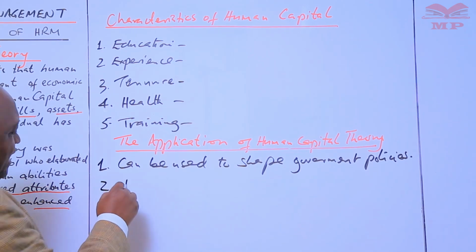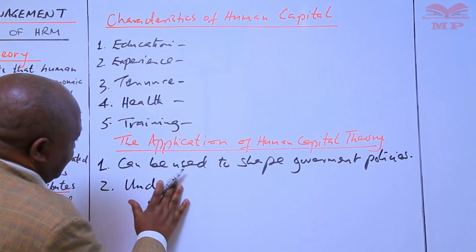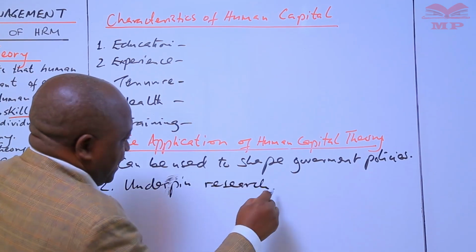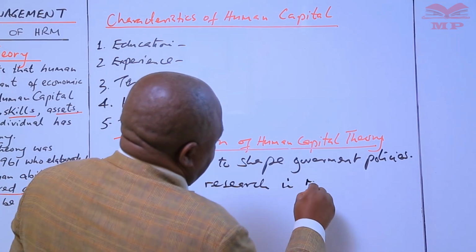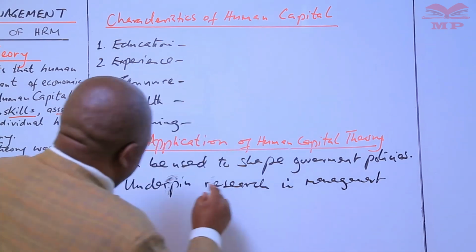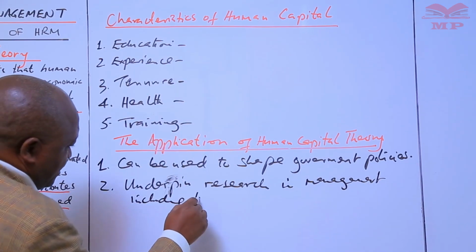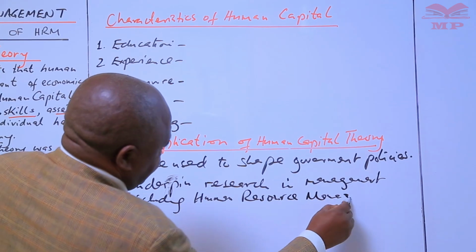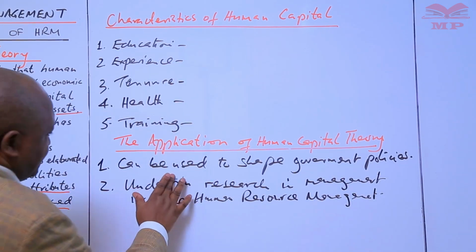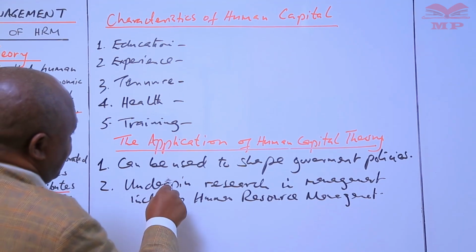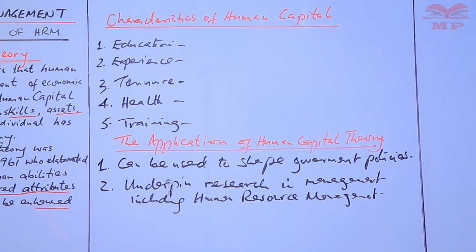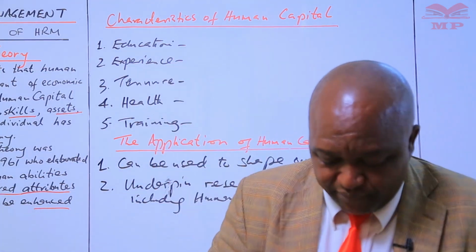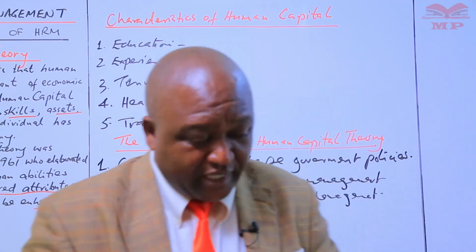Then two, underpin research in management, including human resource management. So if you look at studies that are being done, these studies which inform decision making, the human capital theory can inform studies being done in the management area in general and in the human resource management area in particular, to assist organizations make informed decisions.